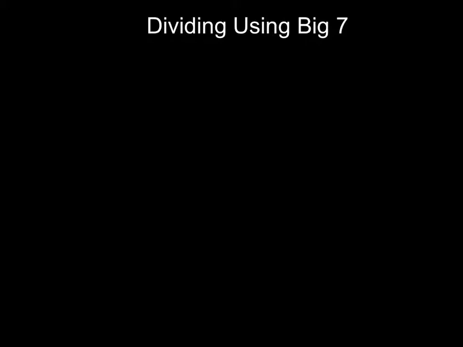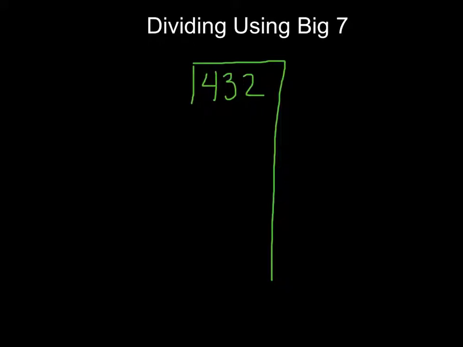Let's do another one. I'm just going to make one up. Let's do green this time. 432. We're going to divide it and make my Big 7. Let's divide it by, how about 30? Let's pick a random one. So 30.